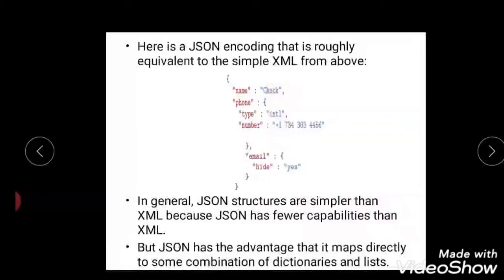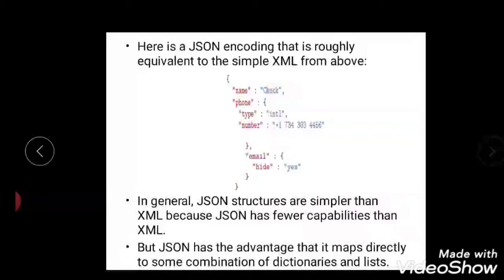In general, JSON structures are much simpler than XML, and the reason JSON has the advantage is that it maps directly to some combination of dictionaries and lists, like a Python dictionary and list. It is a very natural format for two cooperating programs to exchange data. So we are talking about two things: one is JSON and one is XML. We can use these two formats to exchange data over web services using Python.